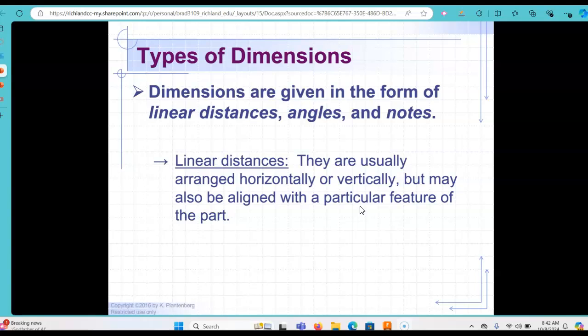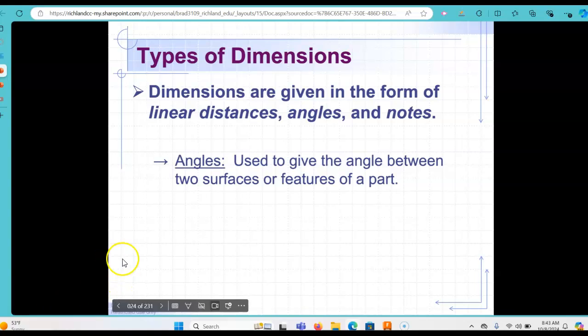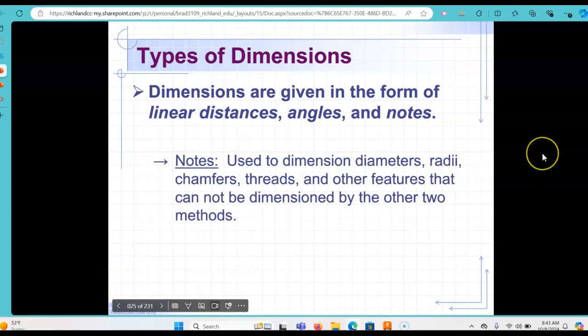Your linear distances are going to be arranged either horizontally or vertically, and they could also be what we call an aligned dimension, where it's giving you a reference at some type of angular dimension. That is a distance, again, not an angle. We'll go through and review what those are as we go through this part of the lecture. We also have notes in addition to linear distances and angles.